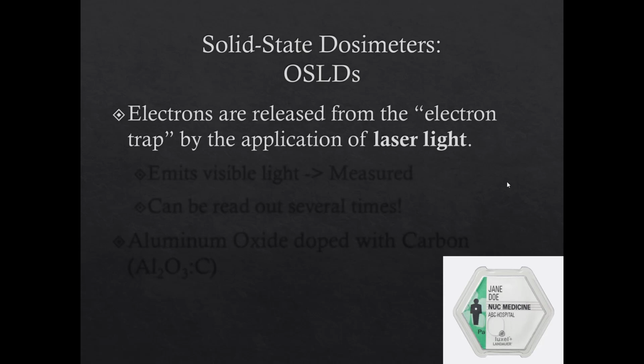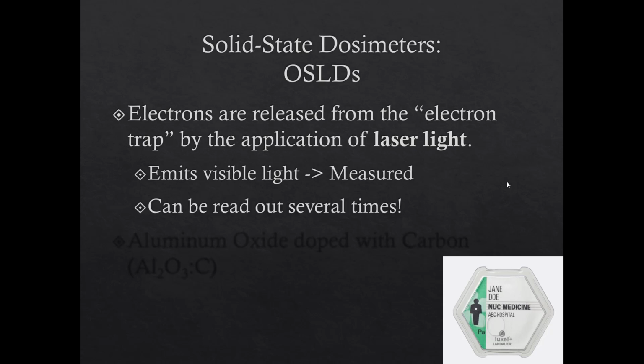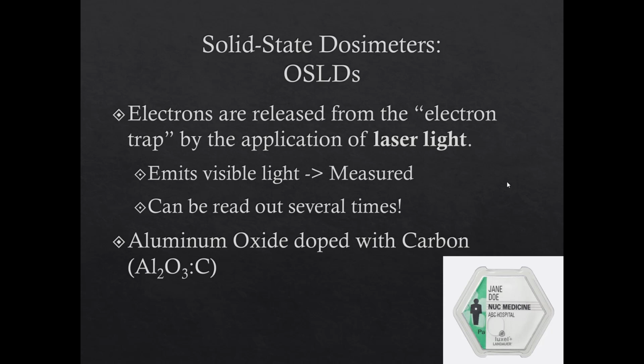For OSLDs, we have a very similar process where the electrons are released from the electron trap by the application of laser light. So instead of heat, now we have laser light. The visible light that's emitted is going to be measured. And the nice thing about these OSLDs is they can actually be read out several times. What they're made of is aluminum oxide doped with carbon.